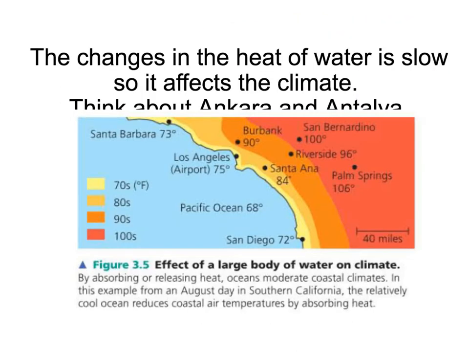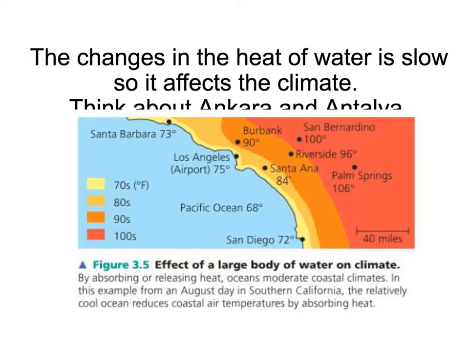Changes in the heat of water are slow, so it affects the climate. Think about Ankara and Antalya. Ankara is far from the water, but Antalya is near the seaside. Therefore, at the seaside, you see the changes. You see in this picture, there are seaside cities, and there are places far from the cities, and you see the differences in the temperature.